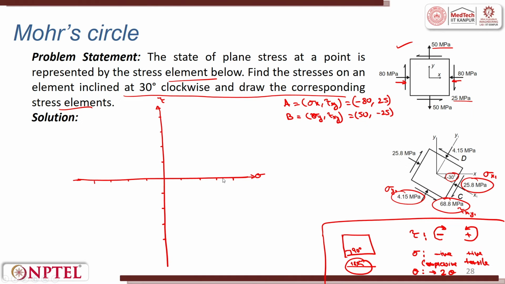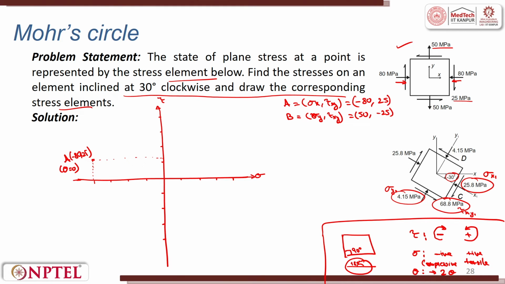So to draw the Mohr circle, point A would be plotted at minus 80, 25 here. It is minus 80 here and 25 is somewhere here. So this is my point A, that is minus 80, 25, right. As of now I am talking about theta equal to 0. No rotation is there as of now.